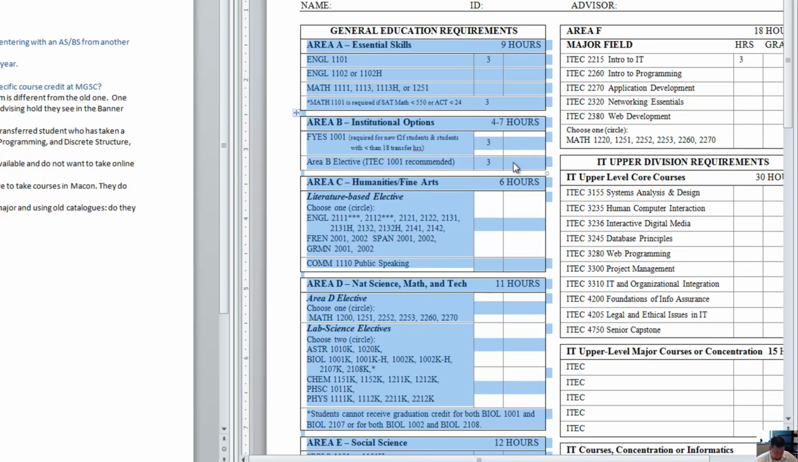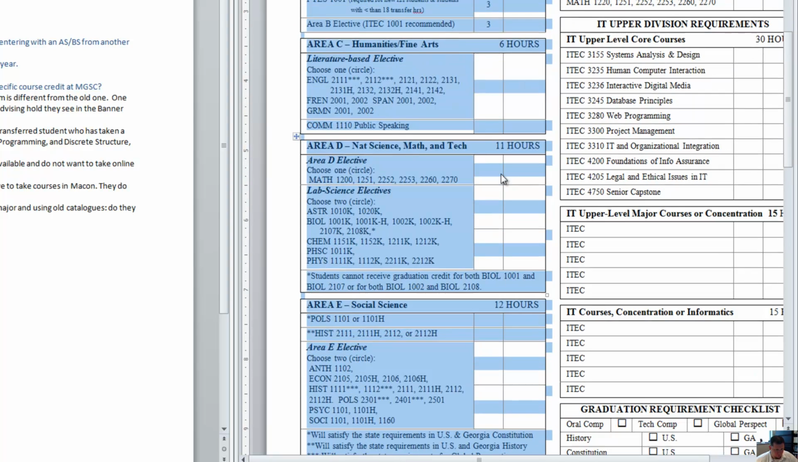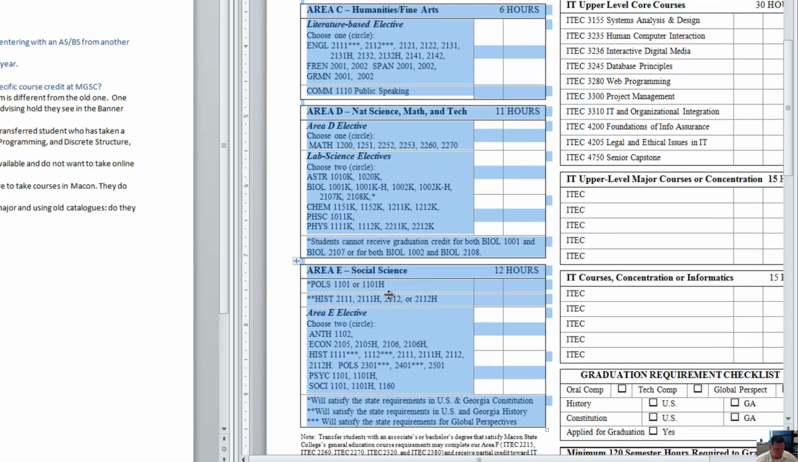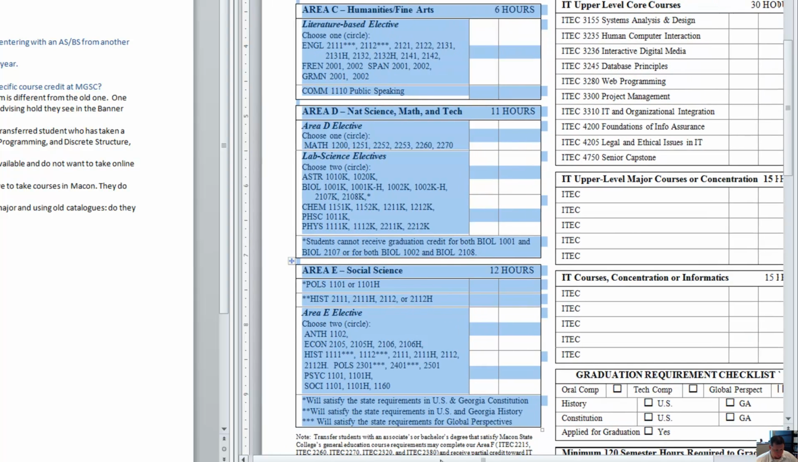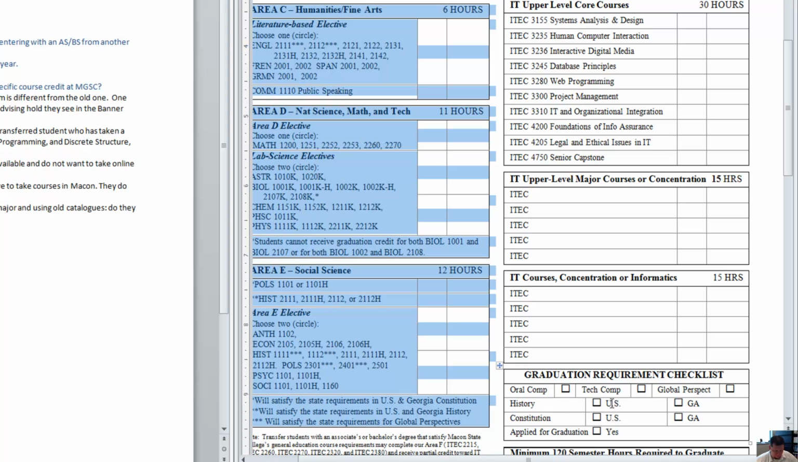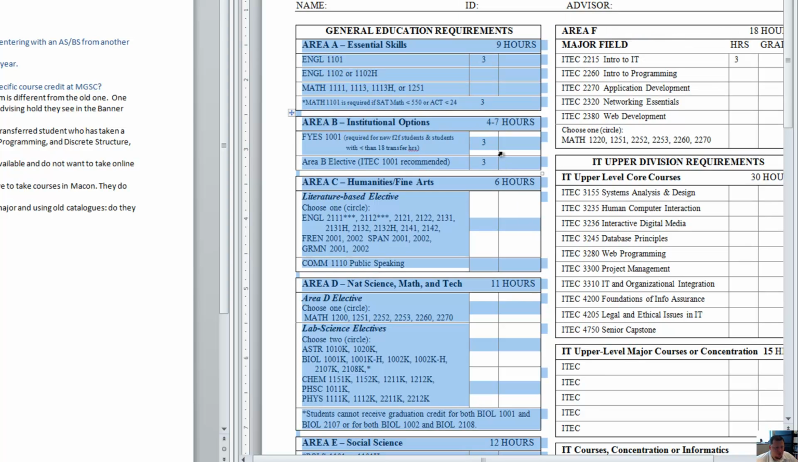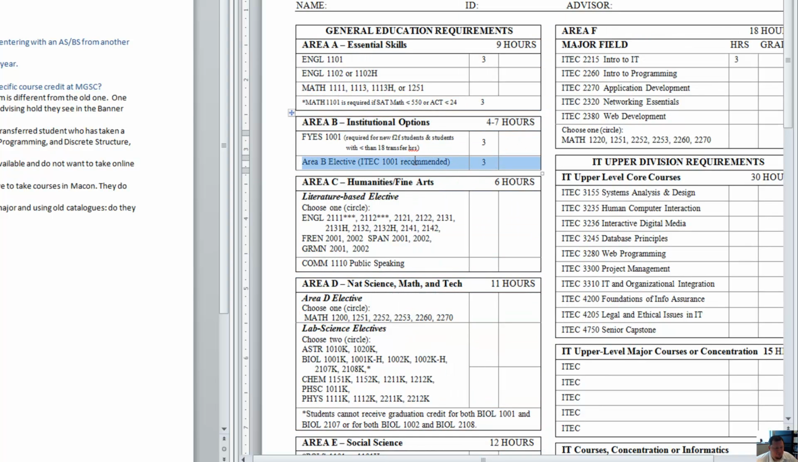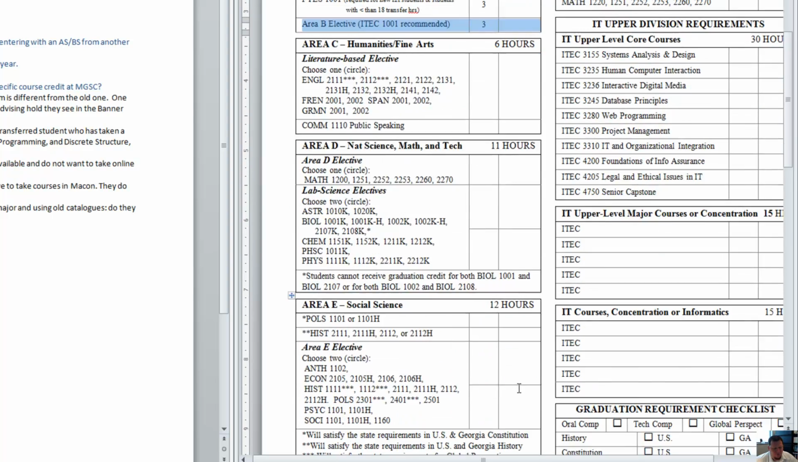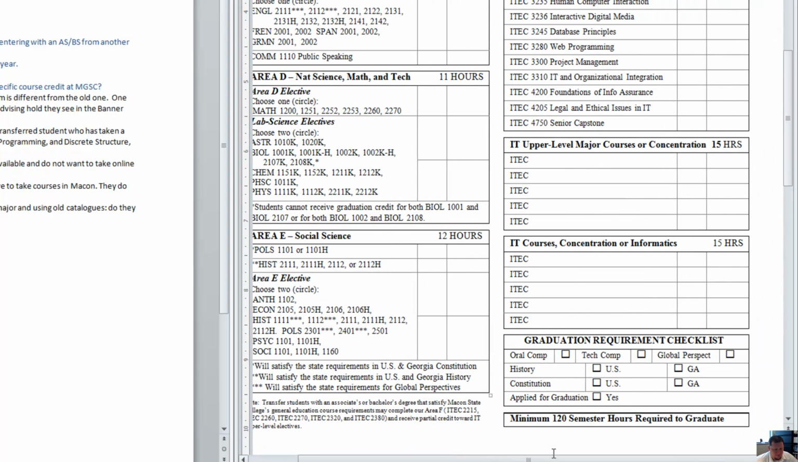A through E. If their degree is from an out-of-state university, they may need to come back later to satisfy the Georgia history or Georgia Constitution. That can be completed by taking an exam. If they're from a non-USG school, they may have to satisfy the Area B elective, or again, they can come down here and take an exam at the testing center for the oral and technical competency.